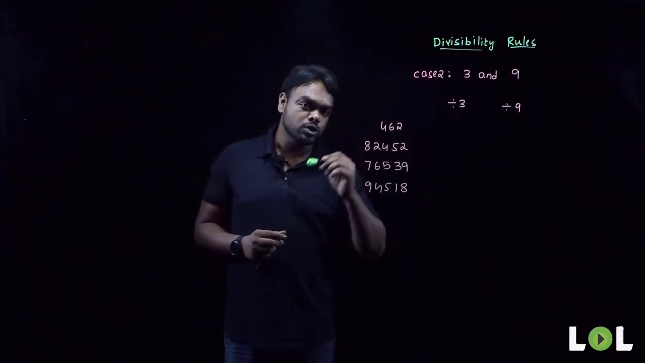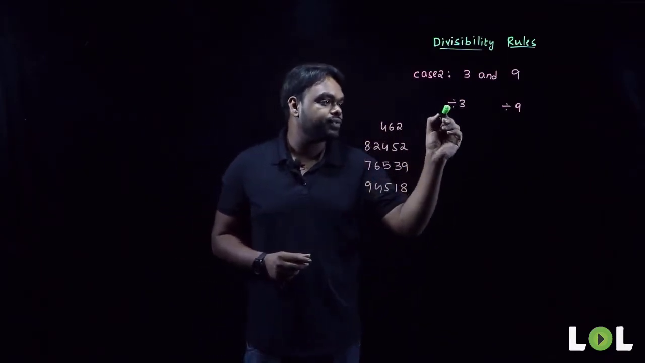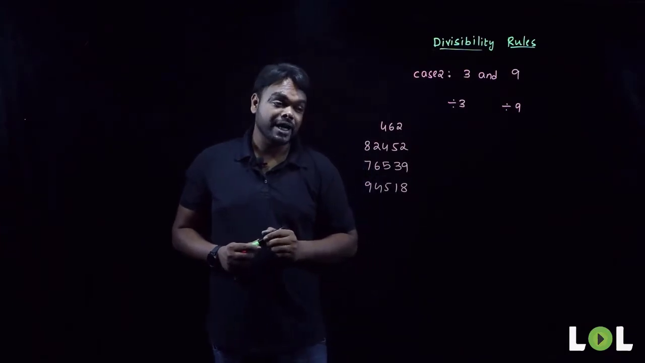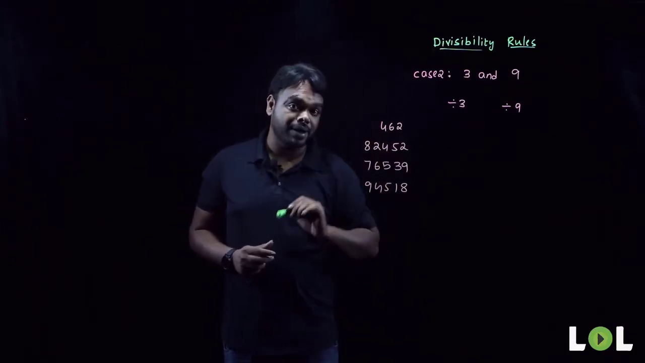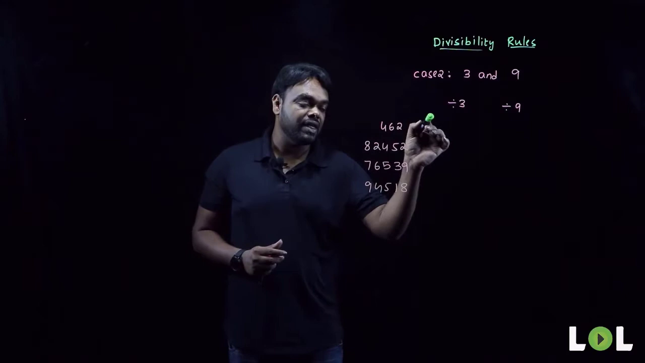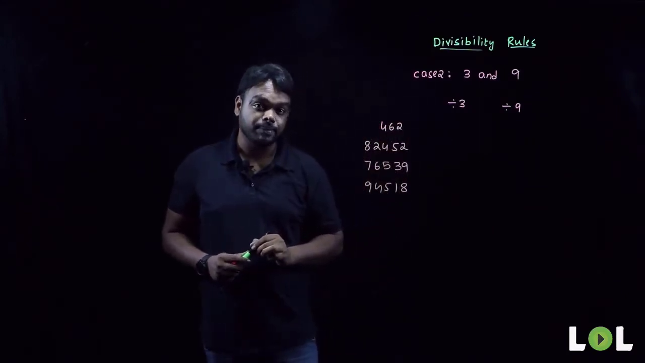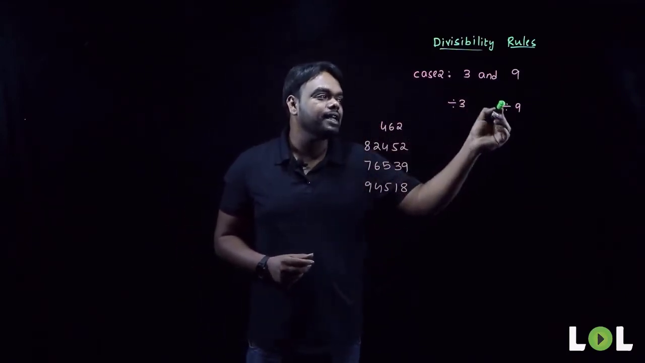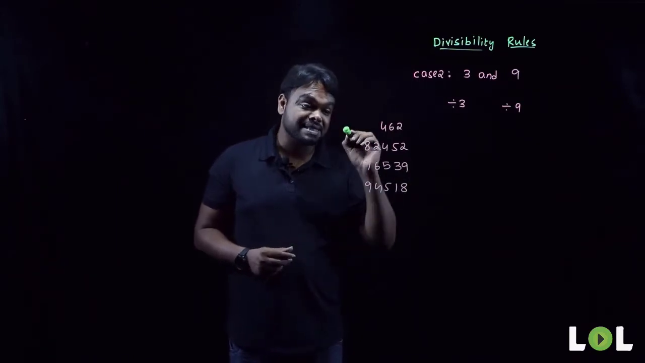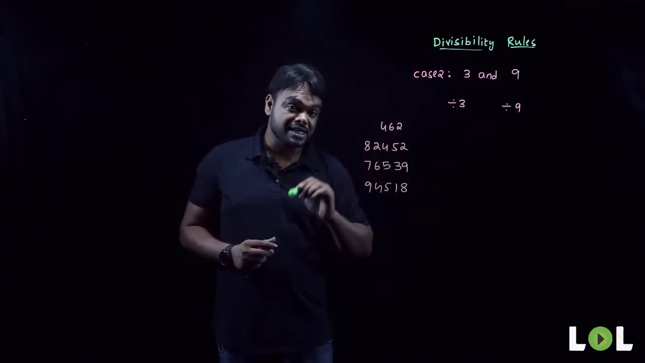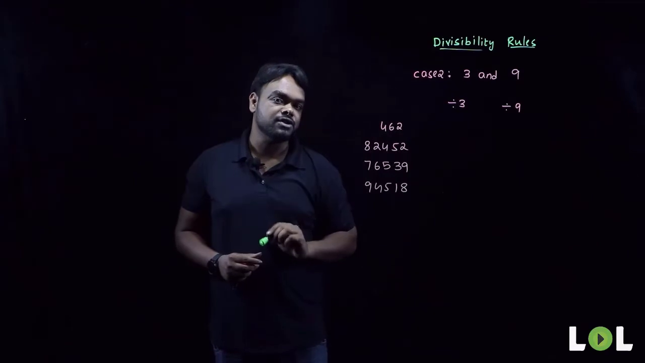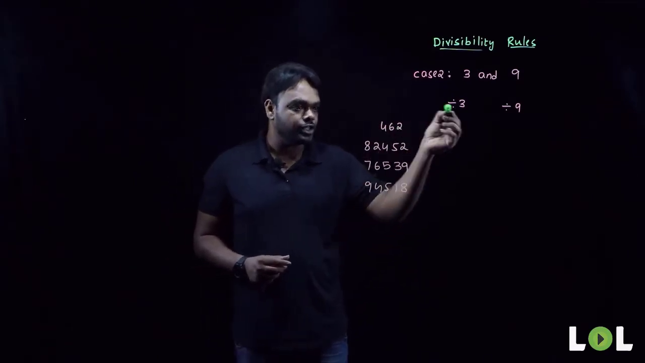So let me state the rules first. Divisibility rule of 3 says, if the sum of the digits of a number is divisible by 3, then the entire number is divisible by 3. Likewise, divisibility rule of 9 says, if the sum of the digits of a number is divisible by 9, then the number is divisible by 9. Let us check for each of the numbers.